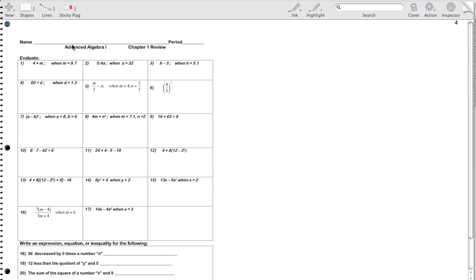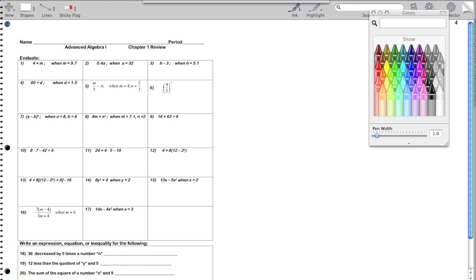Okay, guys, let's take a look at the chapter review for the test tomorrow. I'm sorry, test, not a quiz. First, I want you to evaluate. We have all these variable expressions, so let's go ahead and substitute in what they're giving us.